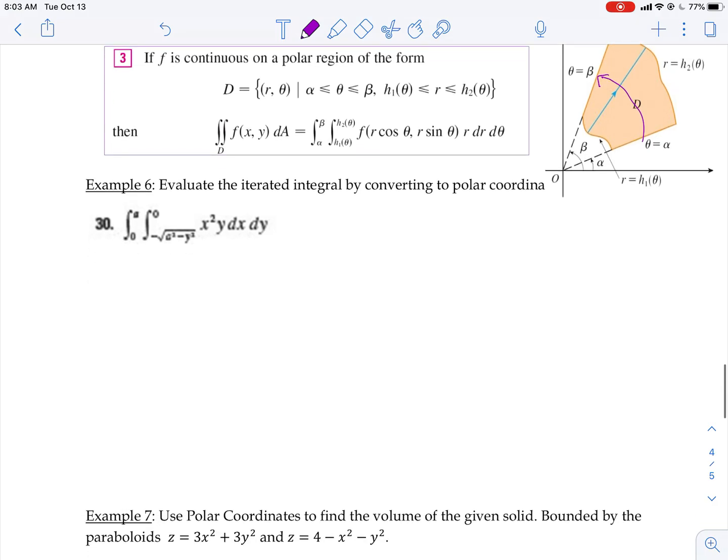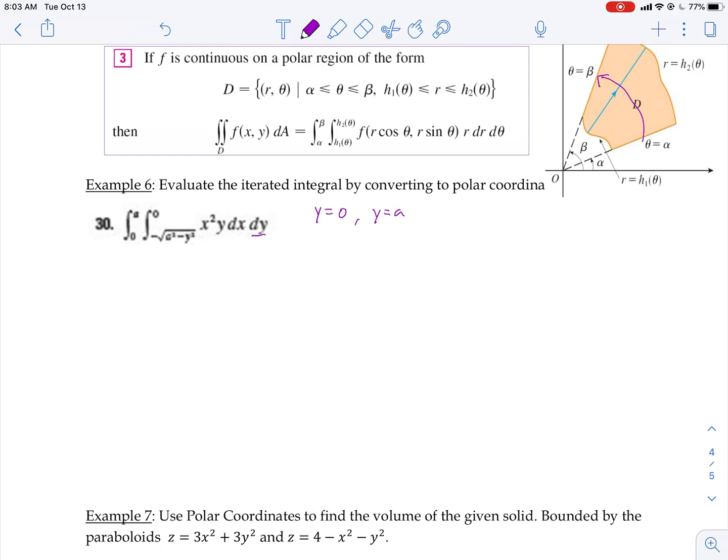All right. Example 6, evaluate the iterated integral by converting to polar coordinates. The first thing that I want you to do is notice the outside variable is y. So I have y equals 0 and y equals a. Again, I want to graph the region. I want to see what it looks like.